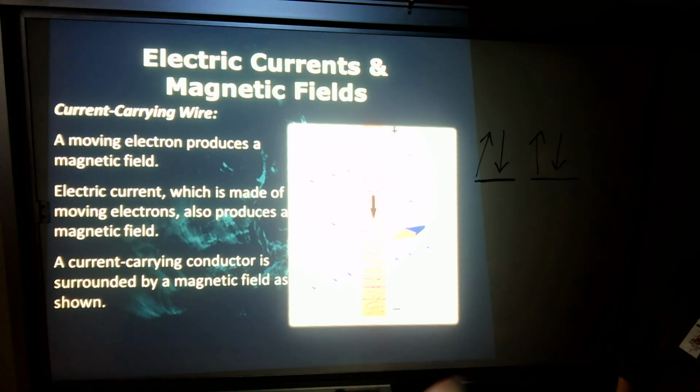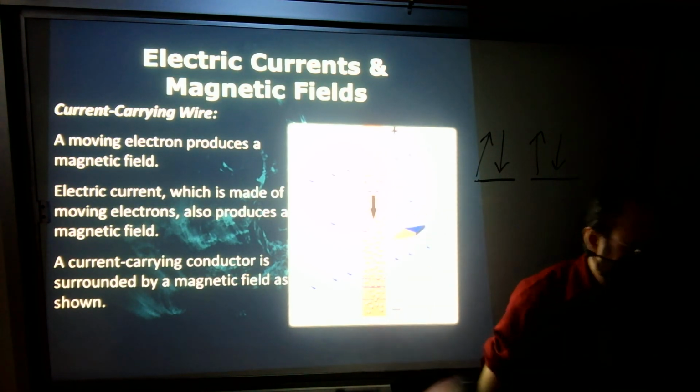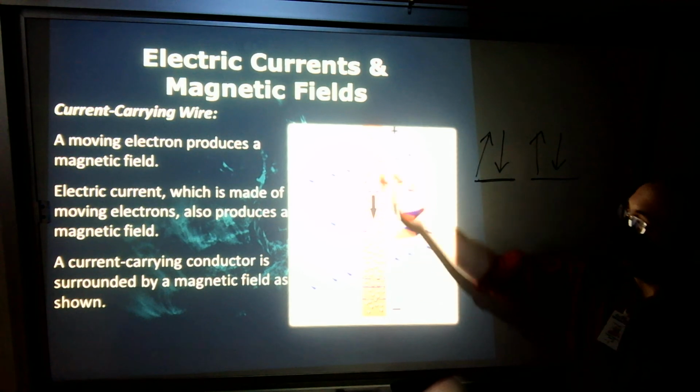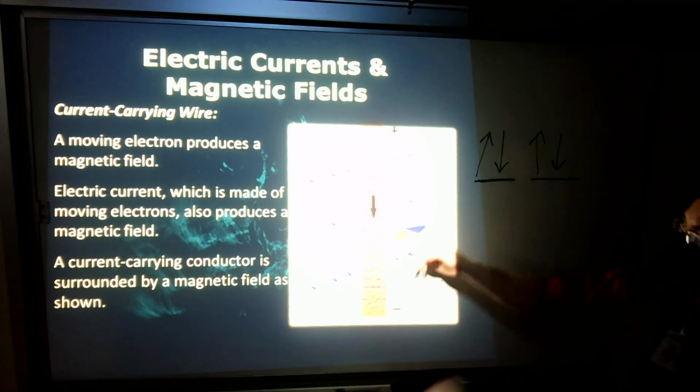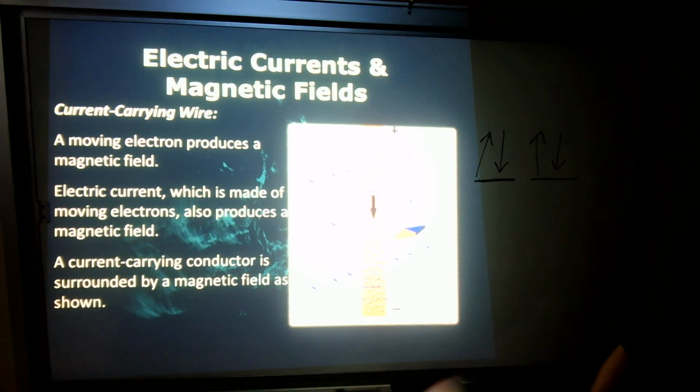So, all right, we've got moving electron produces a magnetic field. So this is a picture of the wire that goes from the wall to whatever you're using with your electricity or charging or whatever. If the electrons are going this way, the magnetic field around it will go in a particular direction, and we're going to see how to figure out what direction things are going.